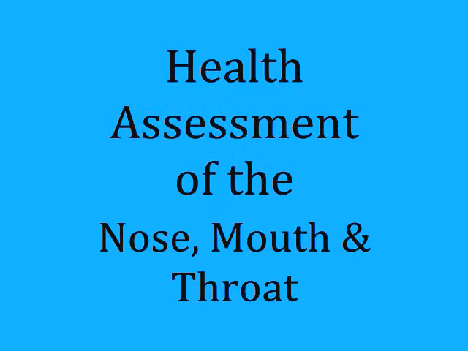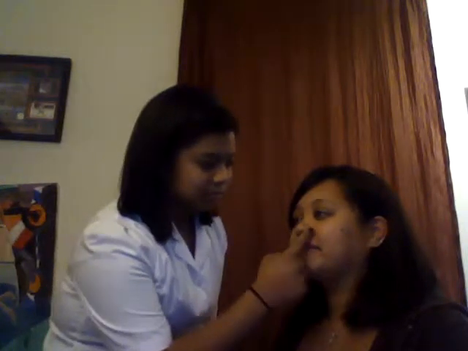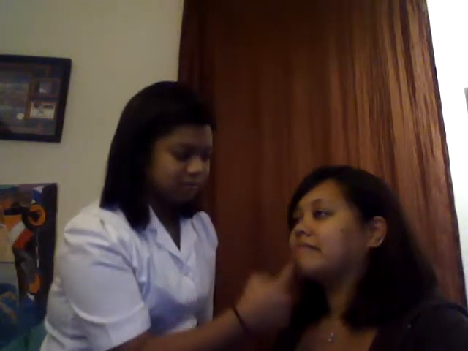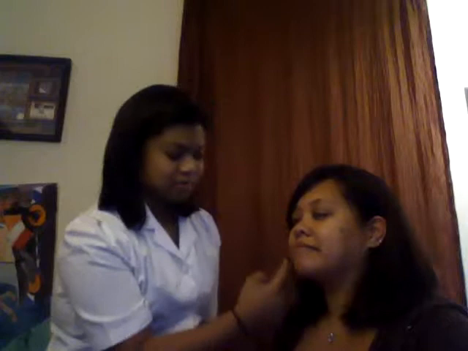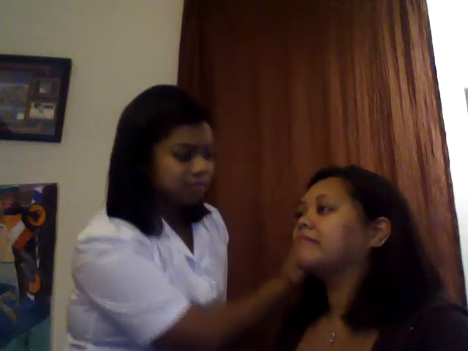Hello, I'm going to be assessing the nose, mouth, and throat of an adult patient. First, I would begin by inspecting the external nose for symmetry and lesions. The nose is symmetrical in the midline and proportioned to other facial features. There is no sign of deformity, asymmetry, or skin lesions present.